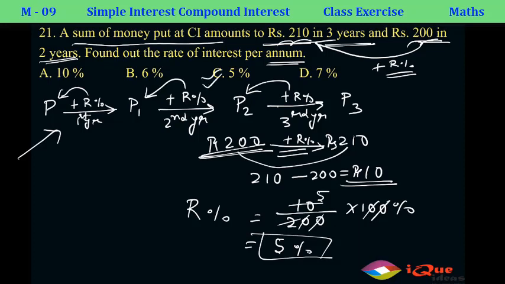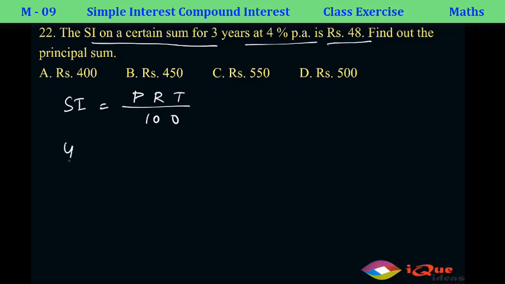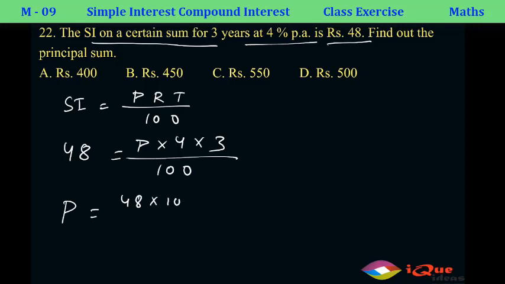Now let's go to the next question. This is a direct question. Simple interest on a certain sum for 3 years at 4% is 48. So straight away, simple interest is equal to PRT upon 100. Simple interest is given as 48. We have to calculate P. R is given as 4, time is given as 3. Divided by 100. Right? So P is equal to 48 into 100 divided by 4 into 3.